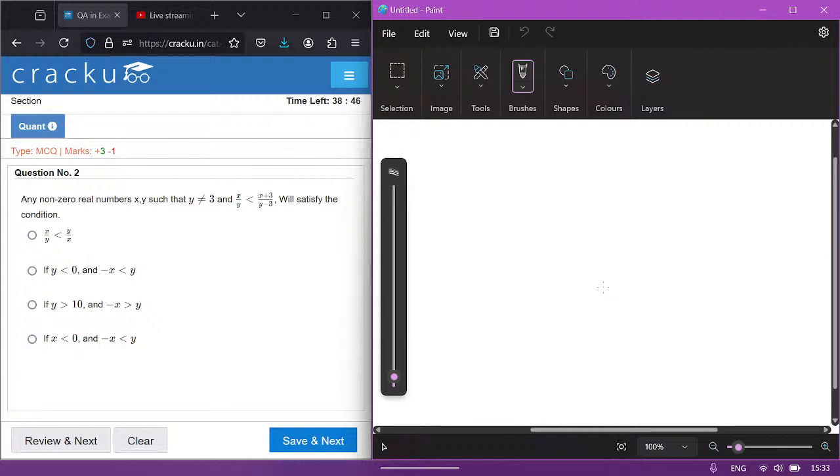I'll have to do this again and again, so it will just decrease my speed. Any non-zero real numbers x and y such that... I want to do this right now. I don't know if I'll be able to. I'll just try to give it a couple of minutes. Okay, this will be a bit difficult to solve. What I'll do is I'll do it by options. Let's see. I'll give it 2 minutes. If we can do it by options, then we'll see.